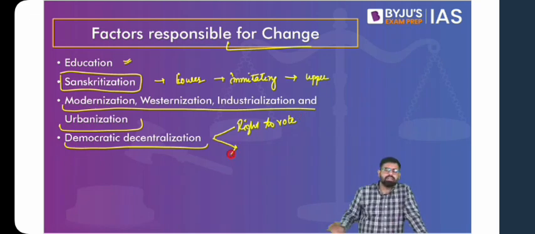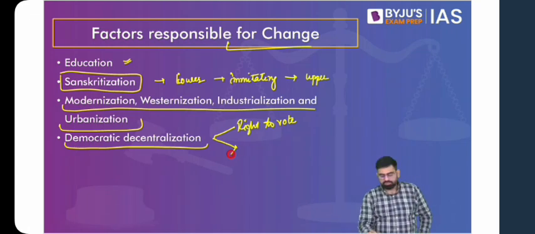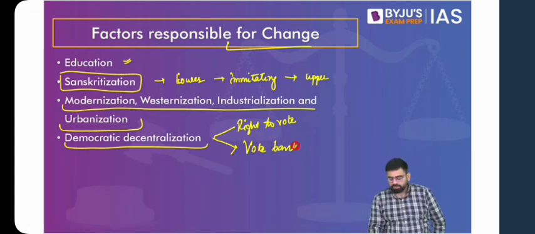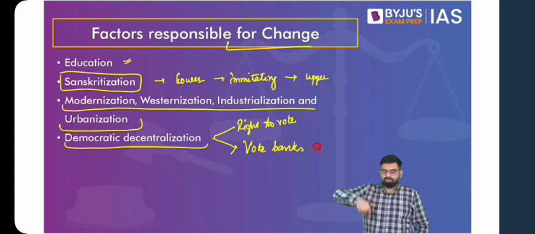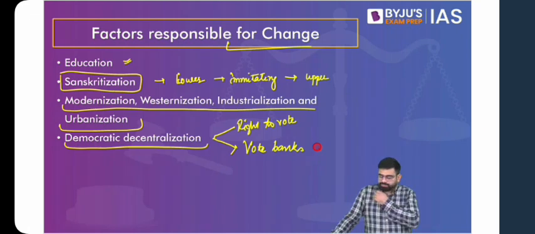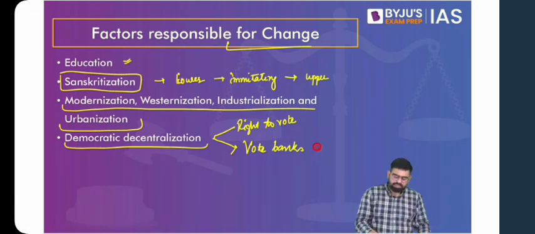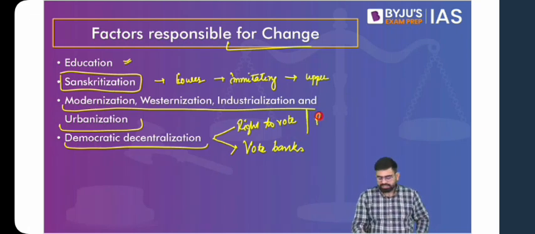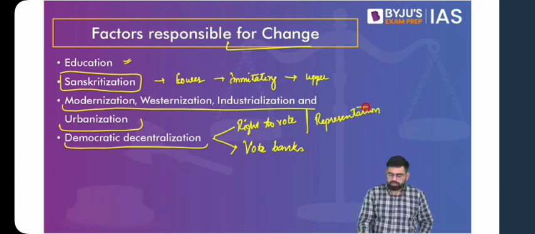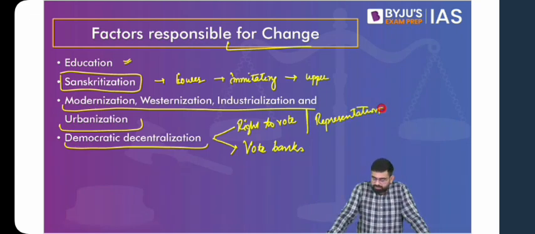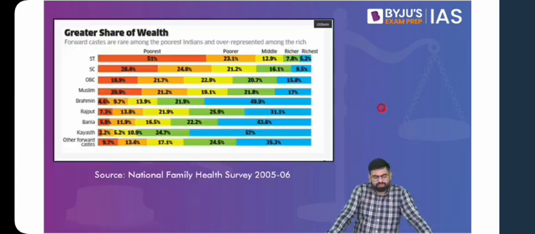But in another sense, because of this democratic decentralization or this right to vote, it has given birth to the politics of vote bank as well. So it has both negative and positive impacts on the caste system. I hope this is clear. Yes, not just the right to vote, you're right in that sense that you can talk about representation as well. So everyone has a right to be a representative. Okay, so these were a few factors which were responsible for change.